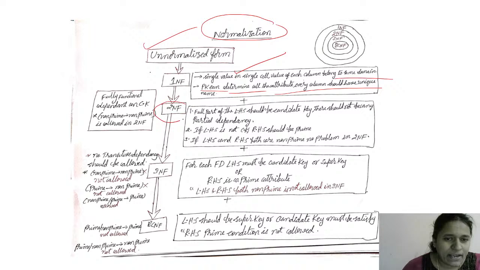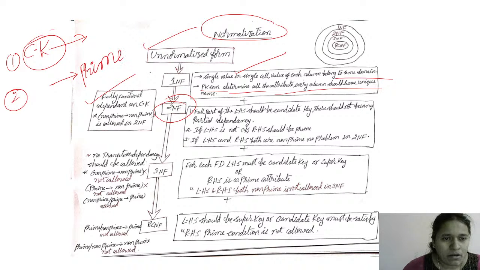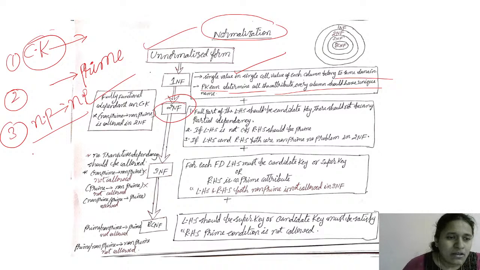And what is second normal form? Second normal form is fully functional dependent on candidate key. That means the first condition is it should be fully functional dependent on candidate key. What is the second rule? If left hand side is not candidate key, the right hand side should be prime. What is the third rule in the second normal form? Non-prime to non-prime is also allowed in second normal form. But in second normal form, partial dependency is not allowed.